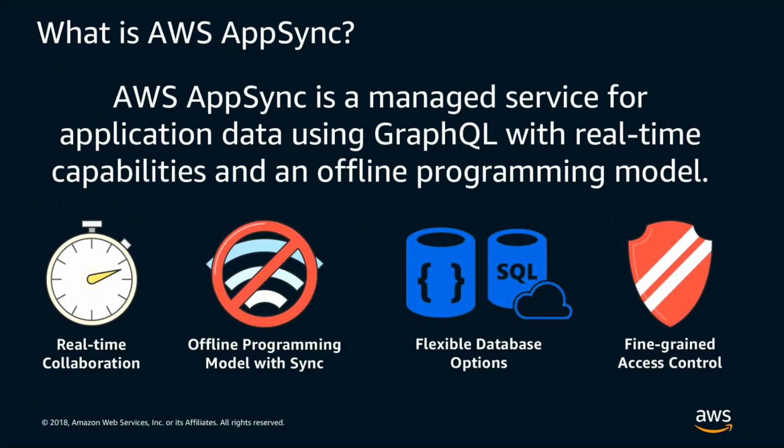So what is AWS AppSync? AWS AppSync is a managed service for application data using GraphQL. It has emphasis on offline programming model and has real-time capabilities. In addition to this, it has flexible database options. So today we support Amazon DynamoDB, Amazon Elasticsearch, and AWS Lambda functions. So you can wire these data sources to your GraphQL fields.